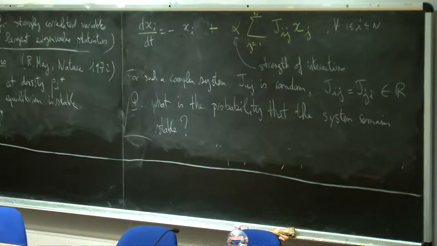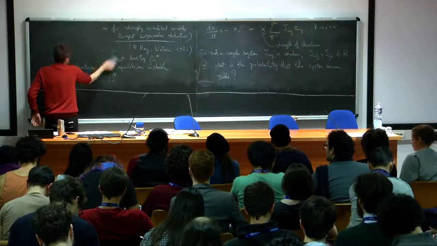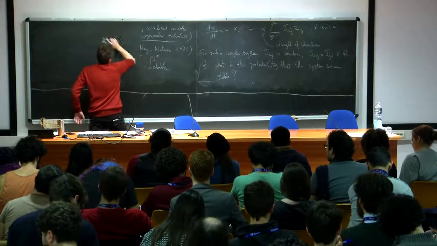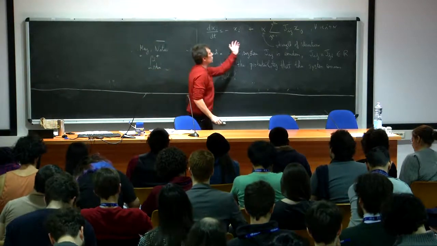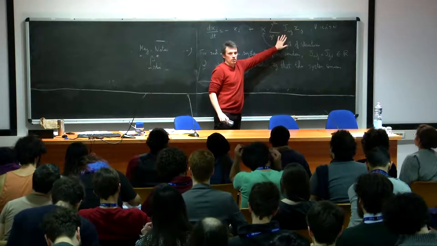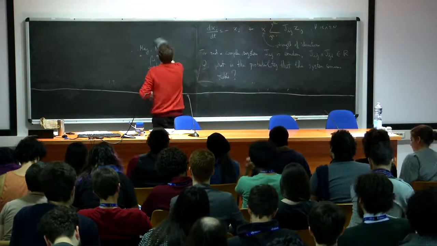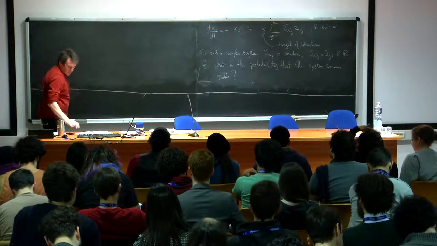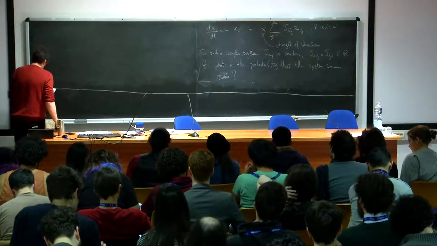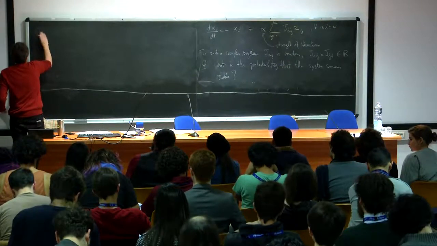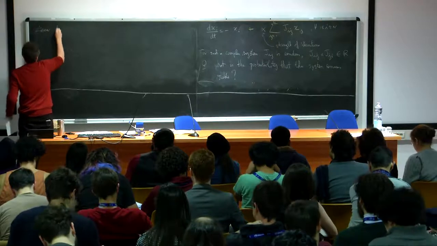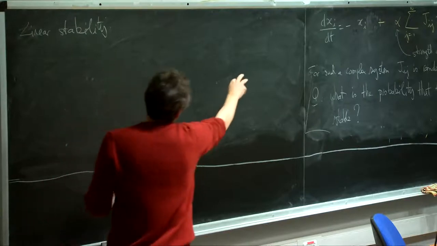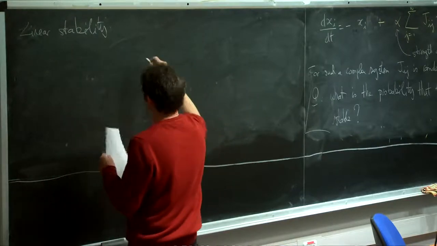I just need to analyze the linear stability of the system, which is, by the way, already linear. So linear stability analysis tells me that I need to know something about the eigenvalues of this matrix. So I will diagonalize this matrix. Let's be a bit more precise here. So I have a linear stability criterion.